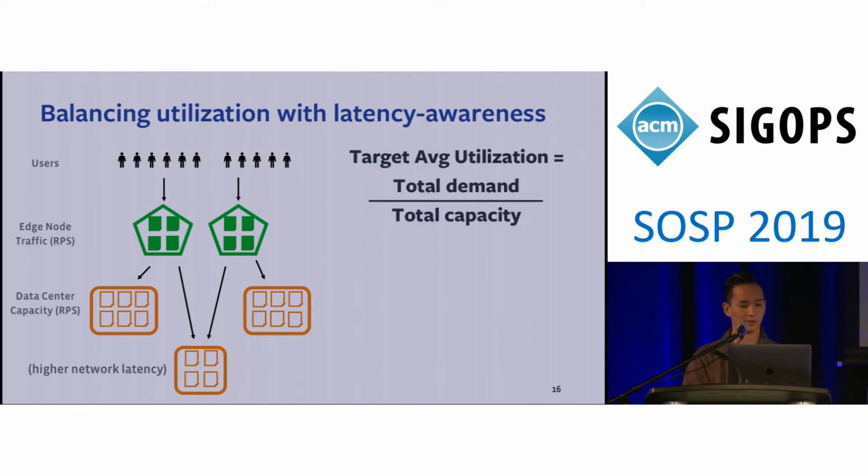So first, Taiji needs to decide how to allocate traffic such that it can achieve a balanced utilization. And we do this by computing a target average utilization by summing up the total demand and dividing it by the total capacity. By doing this, we'll see that in this example, each data center should be about 50% utilized.